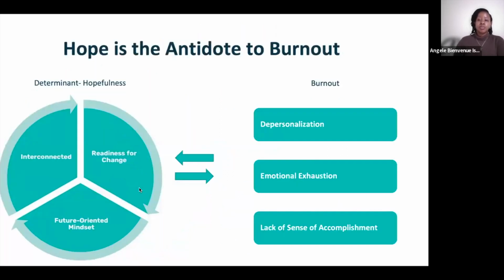Also, looking at hope, we can see that it is a direct antidote to burnout. As many have said, there is now a lot of burnout among healthcare providers, and burnout is normally defined as depersonalization, emotional exhaustion, and a lack of a sense of accomplishment. On the other hand, the presence of hope is a great antidote to burnout.